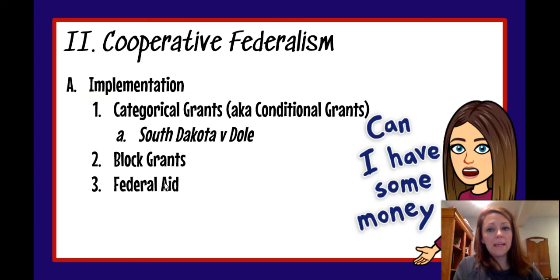So federal aid is really a great way for the federal government to try to influence the states to adopt the federal government's agenda, okay? So keep in mind, implementation of cooperative federalism is done primarily through grants. Money, money, money! If you have any questions on this stuff, let me know.